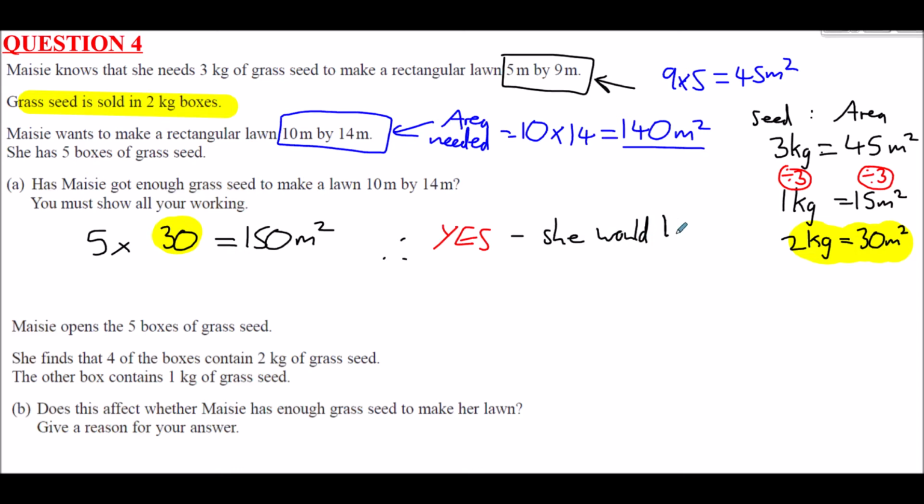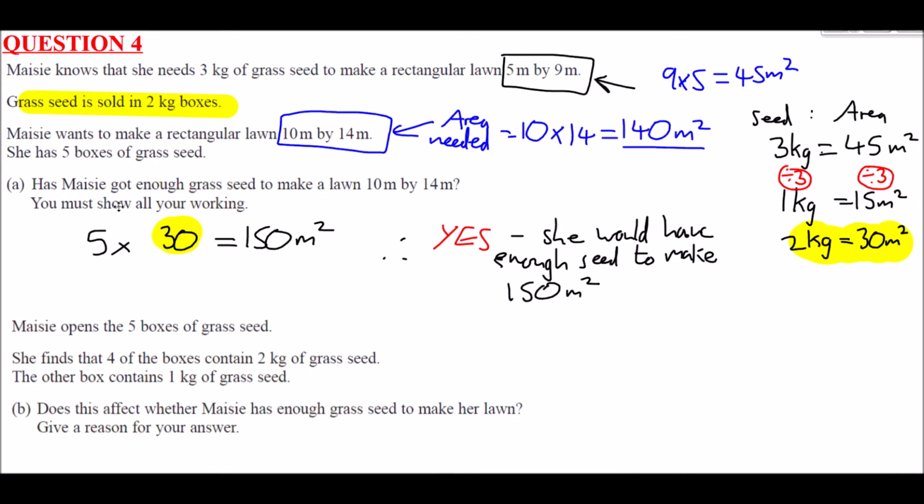she would have enough seed to make 150 meters squared. Or you could say something like she'd have enough spare seed for an extra 10 square meters, something like that. Or just enough to prove you've done this calculation here. So writing the answers to these calculations like I've shown you will be enough to show sufficient working.